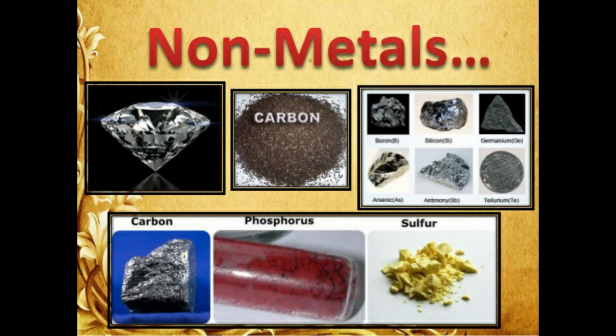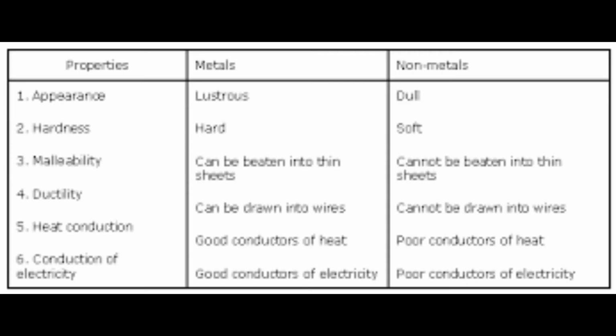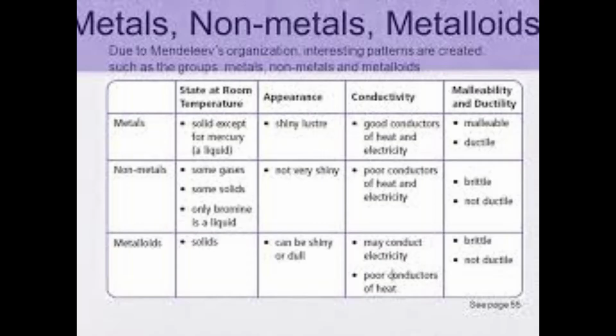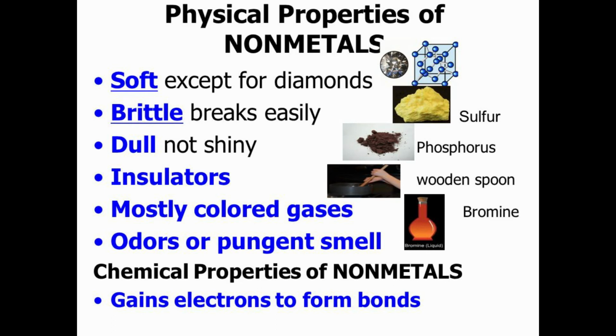Since nonmetals are non-bendable, they cannot be beaten with a hammer to form thin sheets because they will be broken into pieces. That is, the property of being brittle or breaking easily, we call it brittleness. Brittleness is a characteristic property of nonmetals. Please note that we can consider brittleness of solid nonmetals only. It is not applicable to liquid or gaseous nonmetals. It is only applicable to solid nonmetals.